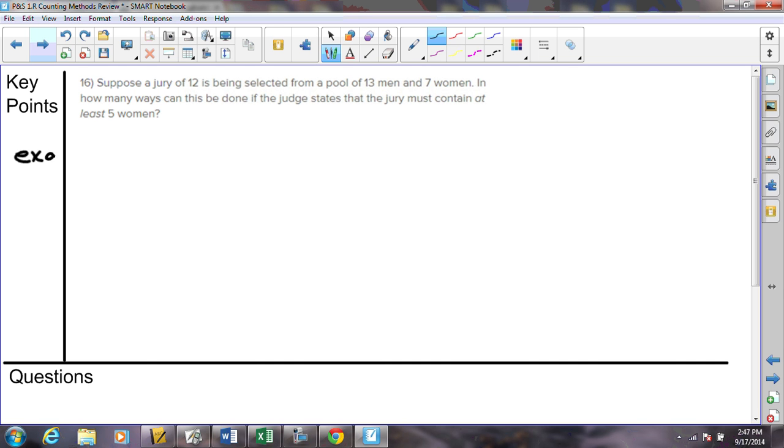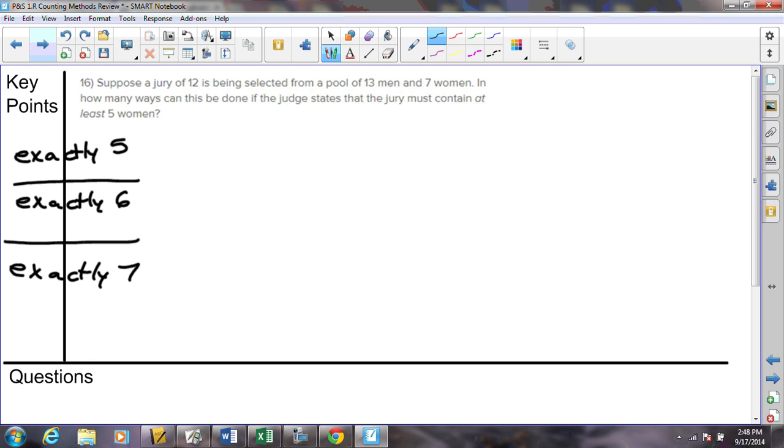if there are exactly 5 women, if there are exactly 6, exactly 7, exactly 8. Please tell me why exactly 8 doesn't matter. How many women are available? So can you ever put 8 women on the jury when there are only 7 available? Can you put 9 women on the jury? 10, 11, 12? All of these with exactly 8, because there aren't enough women, we know that can't happen.